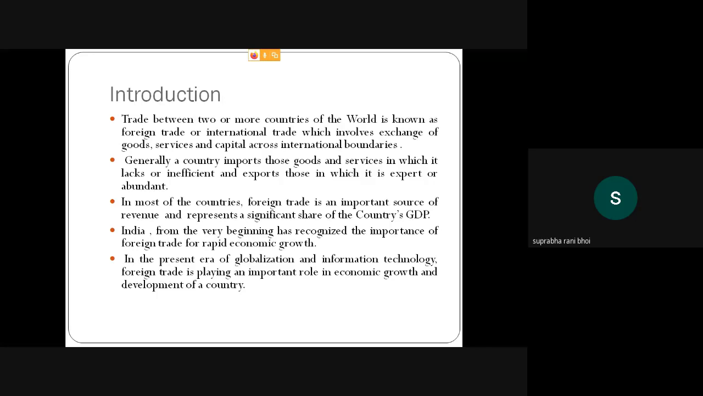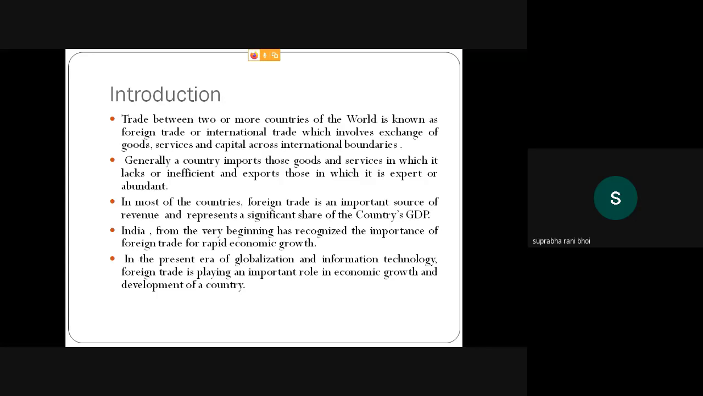Generally, what types of goods does a country import? A country imports those types of goods which are not produced in that country, or in which the country is inefficient, or in which they are lacking, or which they are producing in a very low amount, unable to meet the growing demands of its consumers residing in that country. So a country imports varieties of goods and services for the fulfillment of the demand of its consumers.